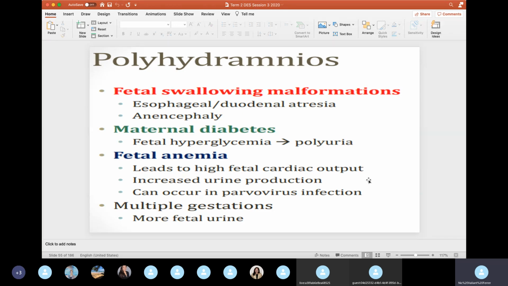So high yield point, compare and contrast oligohydramnios from polyhydramnios. Oligohydramnios, less amniotic fluid due to what? Basically, bilateral renal agenesis. Polyhydramnios, more amniotic fluid, usually due to what? Esophageal or duodenal atresia. Okay.